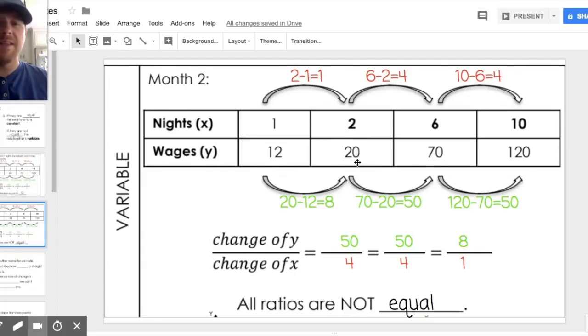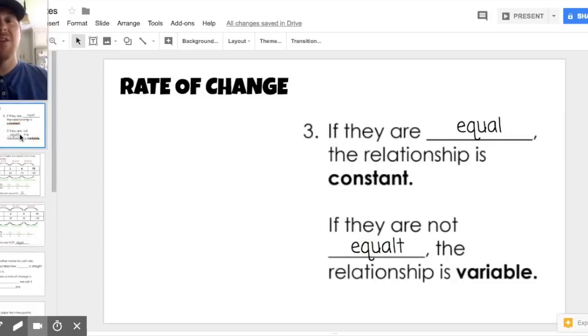All right, so let's say right here, this is 20 minus 12. Well, that's 8. 2 minus 1 is 1. So 8 over 1 is 8. But you'll notice 70 minus 20 is 50. That divided by 4 is not equal to 8. And you'll notice the next 2 points, if we were to subtract their y and x, we get the same thing, 50 over 4. That is not the same thing as 8 over 1. So these ratios are not equal. So when we have relationships that are not equal, this relationship is called variable.